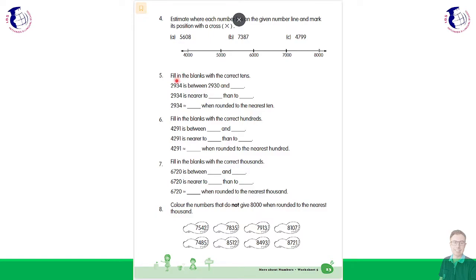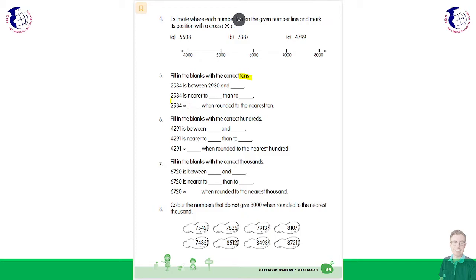Number 5, fill in the blanks with the correct tens. So on this one, we are using tens. So 2934 is between 2930 and what number? So it's going to be the next 10 up from here. So you're just going to have to alter the tens place value. No other place value, just the tens one.